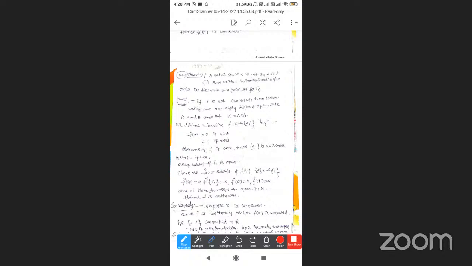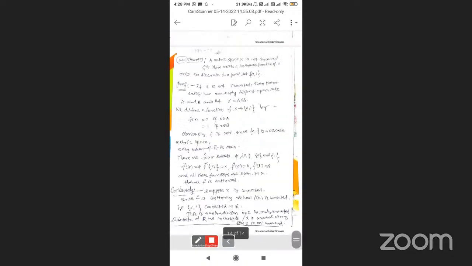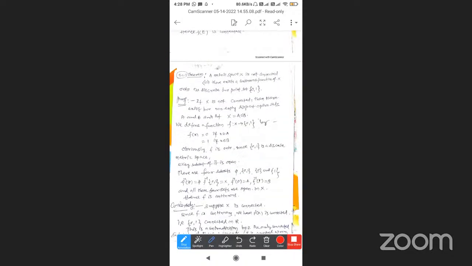Now the converse part we have to prove. Suppose X is connected. Since F is continuous, F of X is connected, that is {0, 1} is connected in R. This is a contradiction, because the only connected subsets of R are intervals. Here the set is just the points 0 and 1, not an interval. Therefore X is connected is wrong. 100% X is not connected.